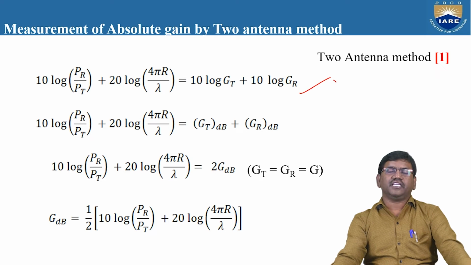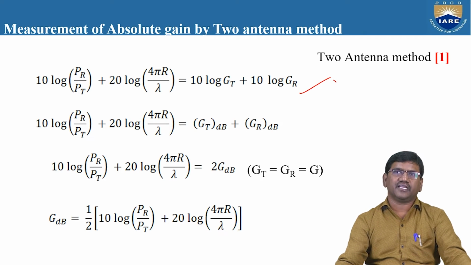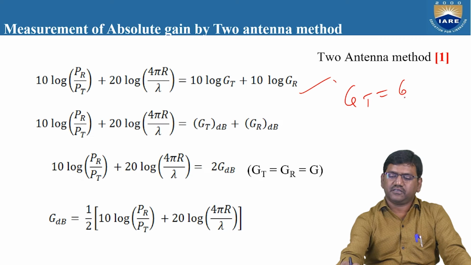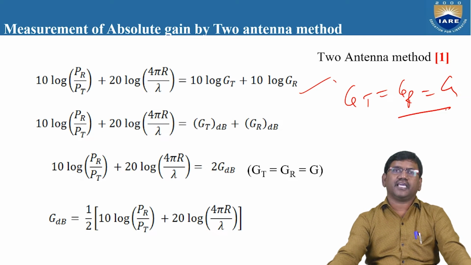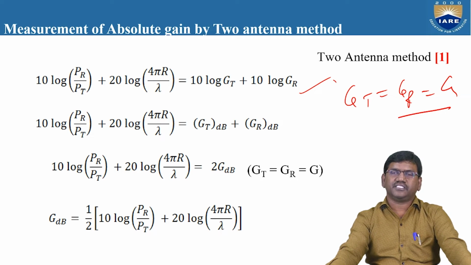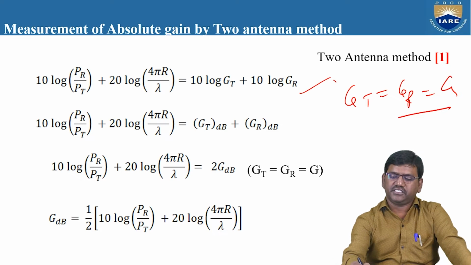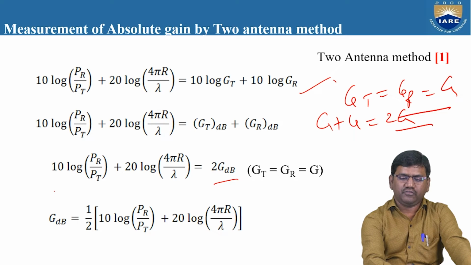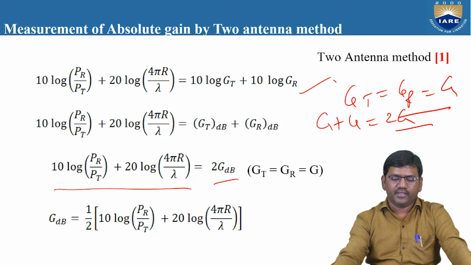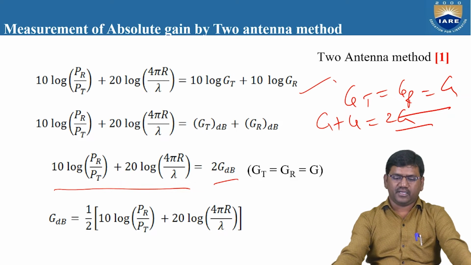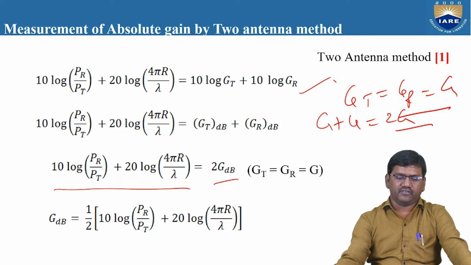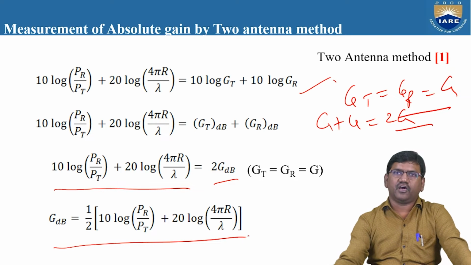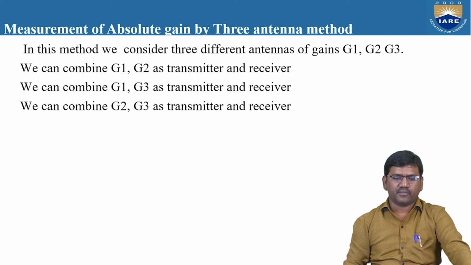If we assume the gain of the transmitting antenna and the gain of the receiving antenna are similar, that is GT is equal to GR is equal to G, then GT plus GR can be replaced by G plus G, which is 2G. So 2G is equal to 10 log PR by PT plus 20 log 4 pi R by lambda. Overall, G is equal to half into 10 log PR by PT plus 20 log 4 pi R by lambda.